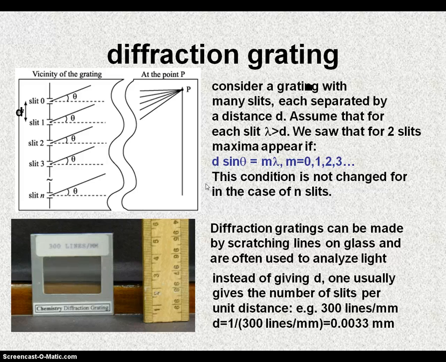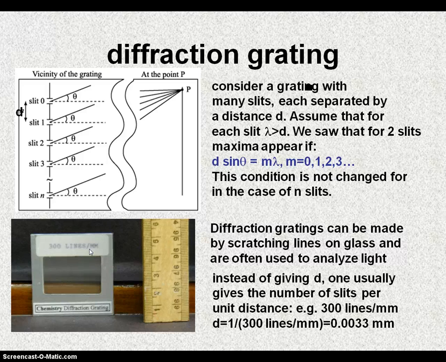Now, a common tool for studying light is called a diffraction grating. A diffraction grating is a piece of glass or film that has slits scratched into it. Those slits are categorized by how many slits there are per unit distance. When you get a diffraction grating, it will say, like you can see here, 300 lines per millimeter.